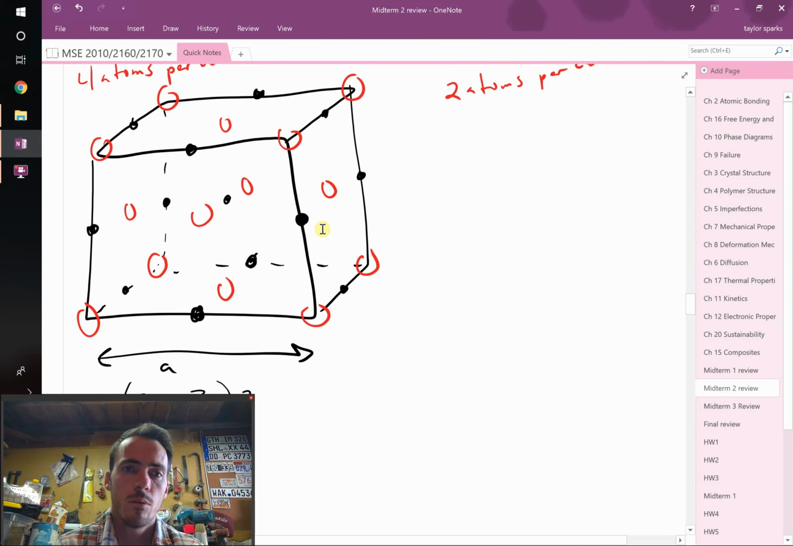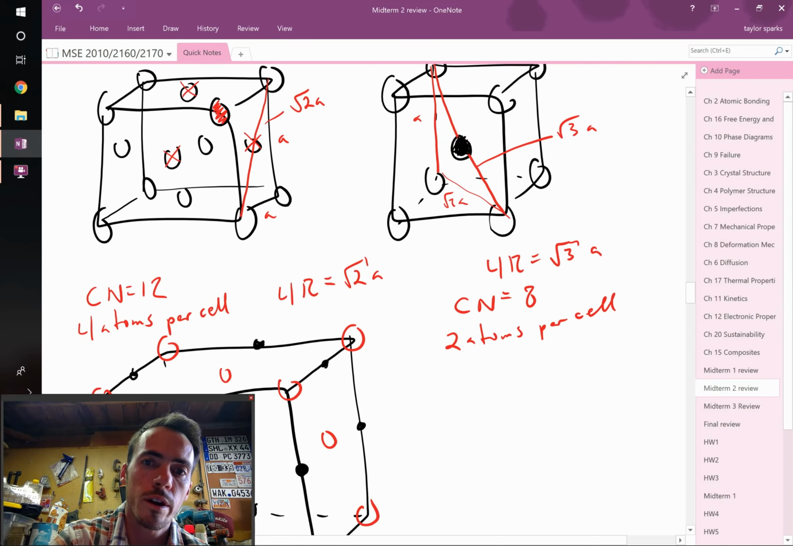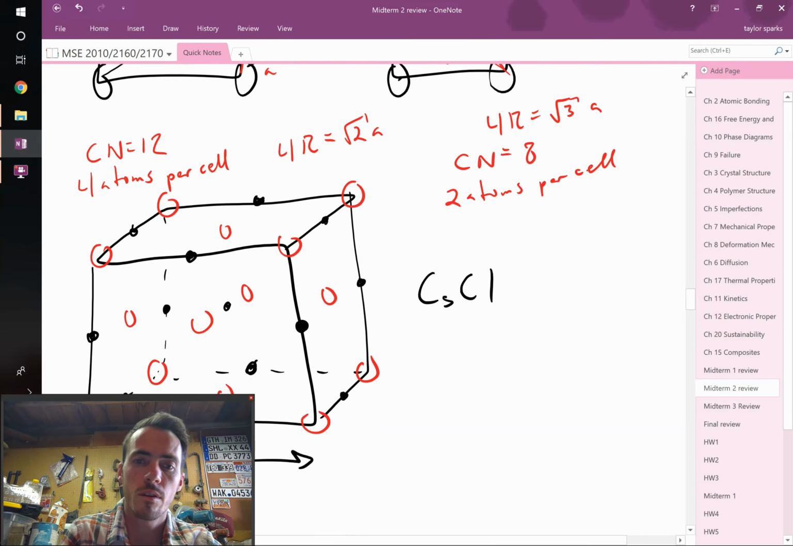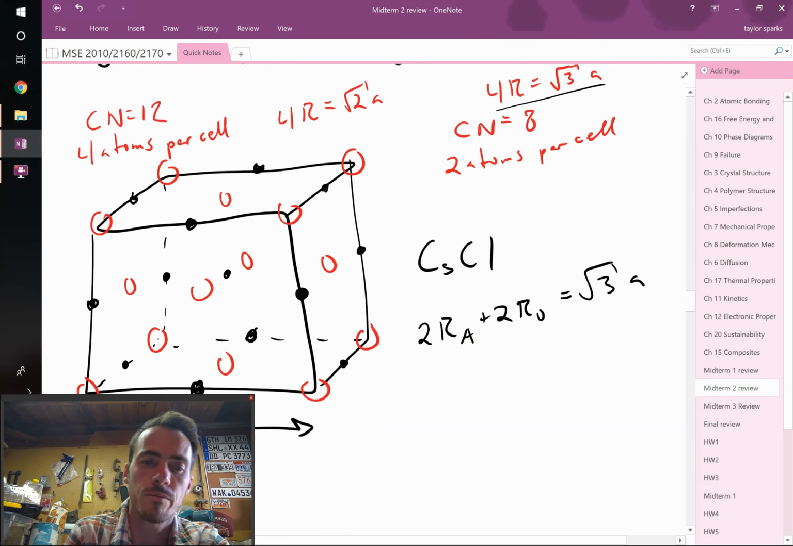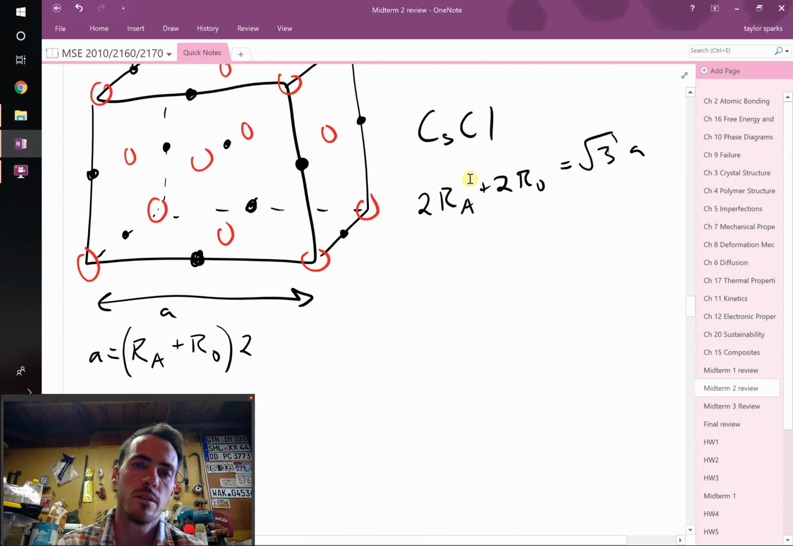What about cesium chloride? Cesium chloride looks just like body-centered cubic, except this middle atom is now a different type than the corner atoms. Therefore, in the cesium chloride structure, you're going to have a similar ratio to this, but slightly changed. Now it's going to be 2 radius A plus 2 radius, let's call it O, equal to root 3 times your lattice parameter. Because now you've got 2 different sized ions. They're still going to touch along this body diagonal, but they're 2 different sizes. This might be your atom O, this might be your atom A. 2 radius of O, A, 2 radius of O, that equals the distance along there.